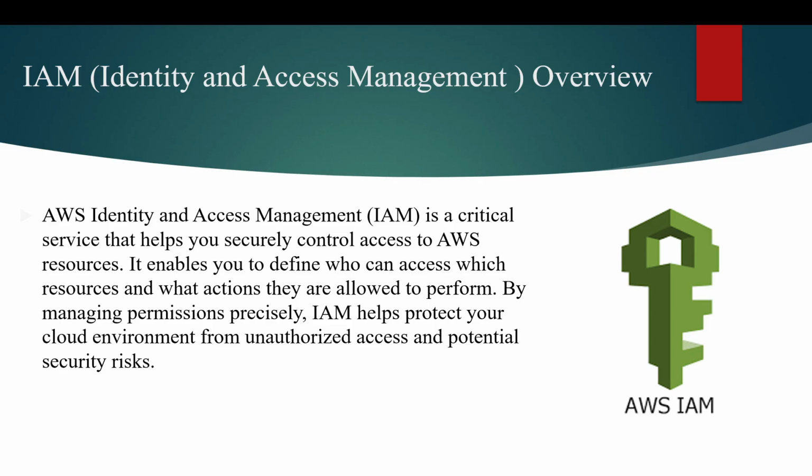IAM, which is called Identity and Access Management, is a critical service that helps you securely control access to AWS resources. It enables you to define who can access which resource and what actions they are allowed to perform. By managing permissions precisely, IAM helps protect your cloud environment from unauthorized access and potential security risks.